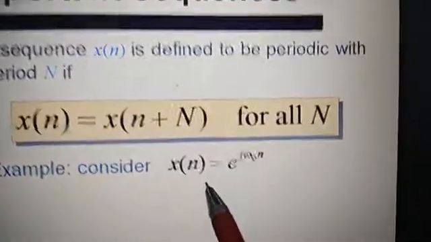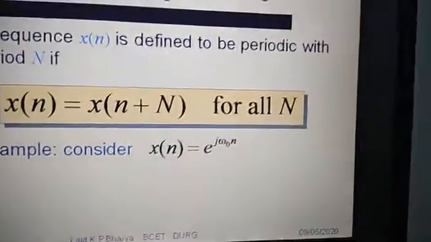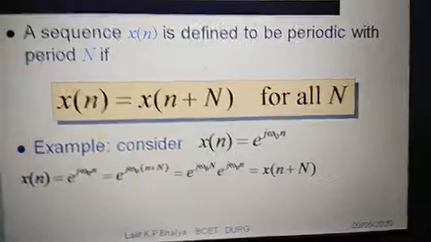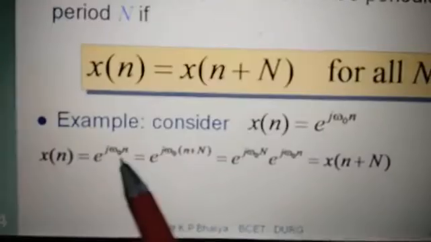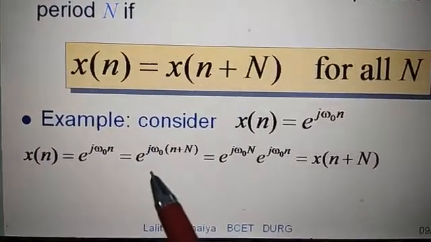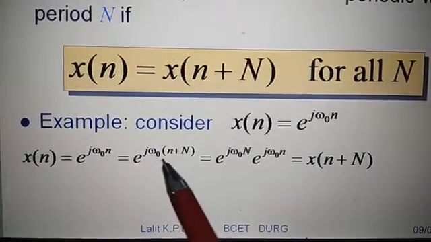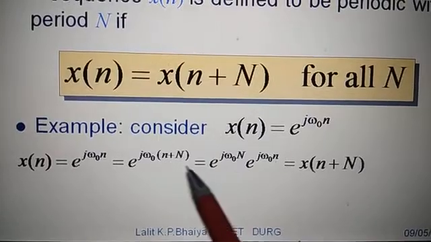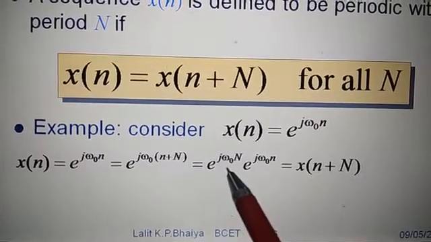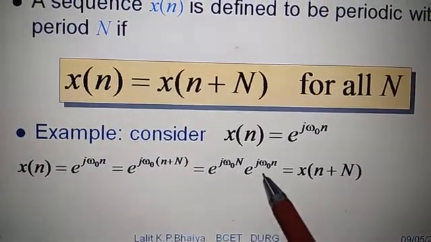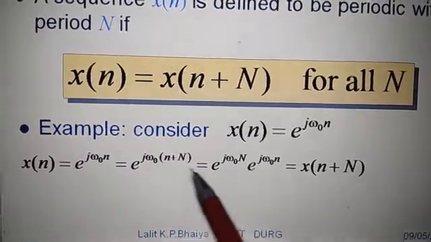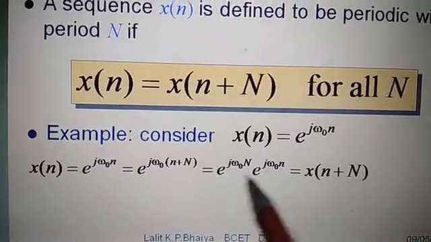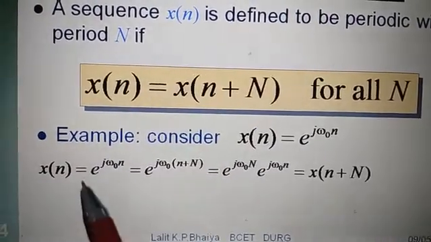Here, consider x of n is equal to e to the power j omega naught n. Omega naught is the frequency. Then x of n equal to e to the power j omega naught n can be written as e to the power j omega naught (n plus N), where this capital N is the period. It can be written as e to the power j omega naught n into e to the power j omega naught N. You can separate this. This is nothing but x of n plus N. So this is called the property of periodicity.